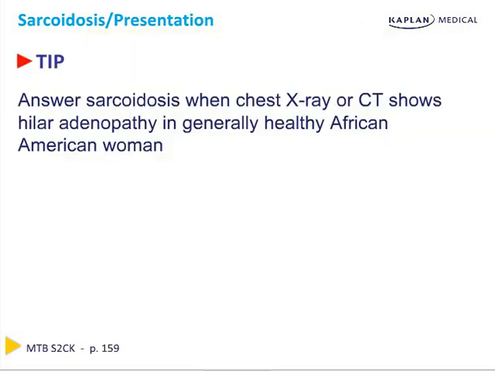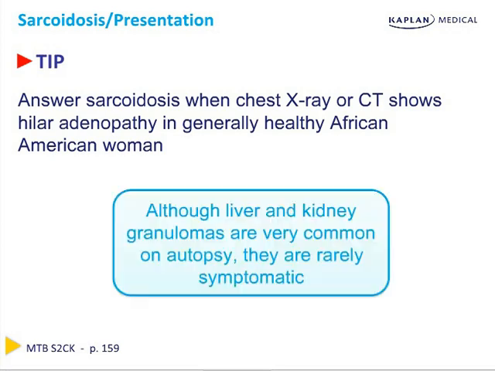One tip for step 2 is that you should answer sarcoidosis as the correct answer when you have a chest x-ray or a chest CT showing bilateral hilar adenopathy in a generally healthy African American woman. Remember, although liver and kidney granulomas are very common on autopsy, they are very rarely symptomatic in these patients. It's the lung disease, as well as cardiac manifestations, that cause the majority of the morbidity and mortality associated with sarcoid.